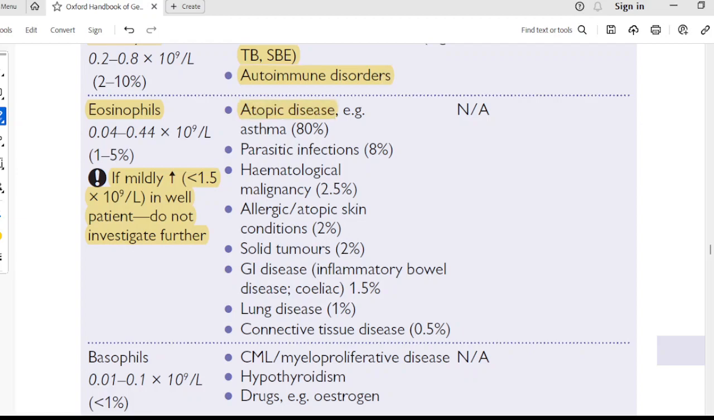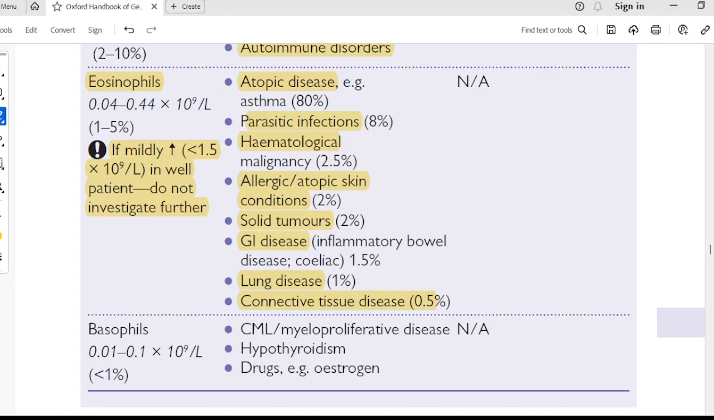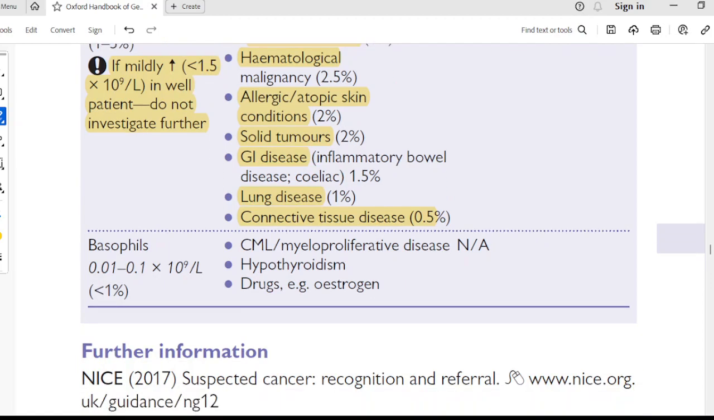Causes of increased eosinophils are atopic disease like asthma, parasitic infections, hematological diseases and malignancies. Hematological malignancies will cause eosinophilia. Also allergic or atopic skin conditions, solid tumors, GI disease, inflammatory bowel disease, celiac disease, lung diseases in 1% of cases, and connective tissue disorders in 0.5% of cases. So a high eosinophil count will be seen in atopic disease, for example asthma, parasitic infections in 8% of cases, and hematological malignancies in 2.5%. The most common cause is atopic disease or asthma. Other causes: allergic atopic conditions, solid tumors, GI disease, lung disease, connective tissue disorders.